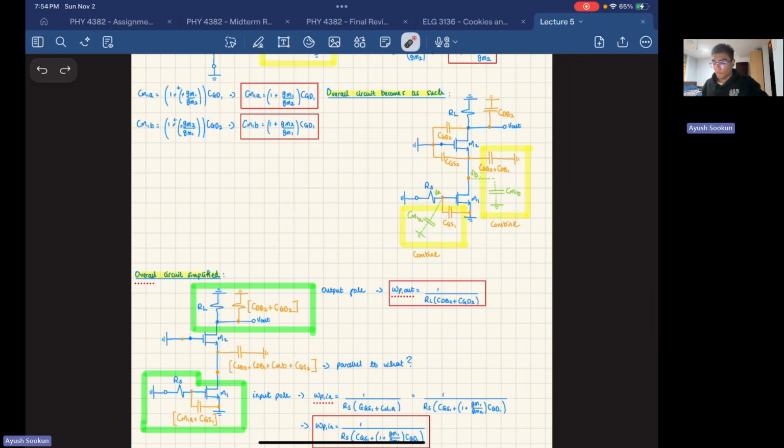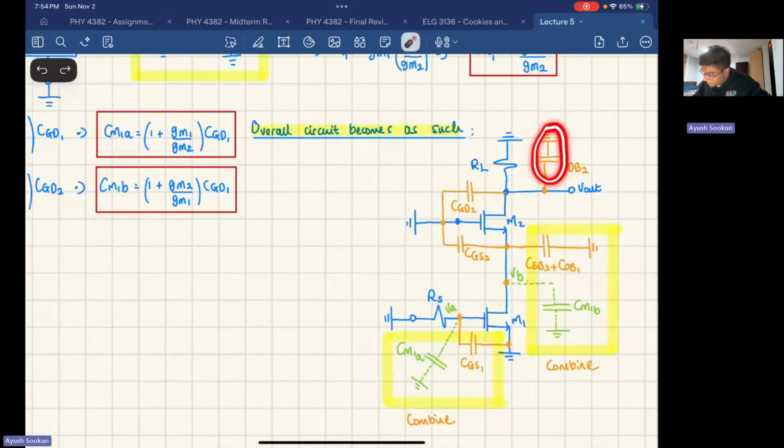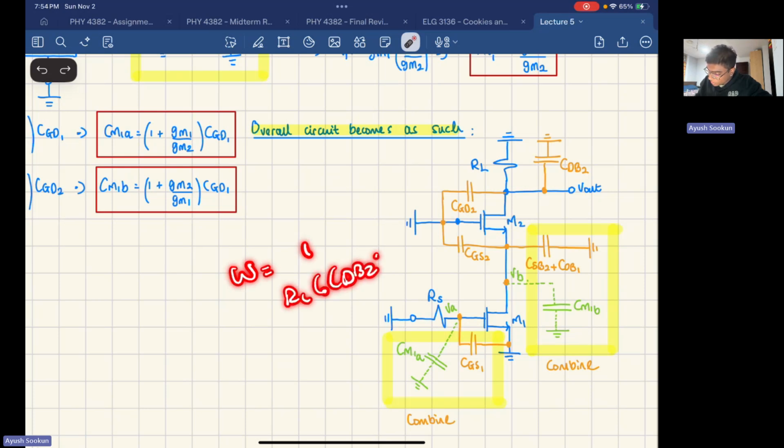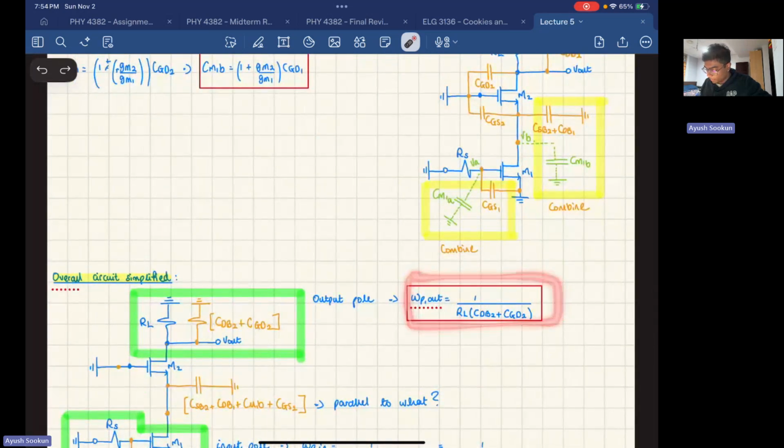All right, remember from pole identification technique, if you have a capacitor in parallel with a resistor, that's going to give rise to a pole. Okay, so let's look at the output first. At the output, we have this capacitor in parallel with this capacitor. So we have the addition of these two capacitors, and they're parallel with RL. So my gain equation is going to be 1 over RL times CdB2 plus CGD2. All right, so that's my omega at the output. That's my pole at the output.